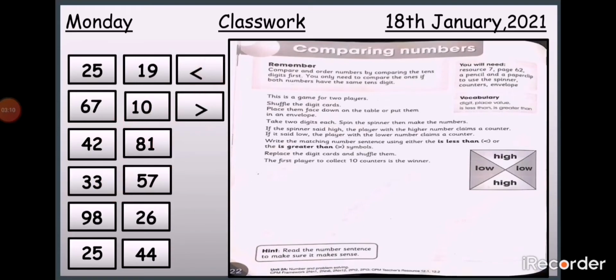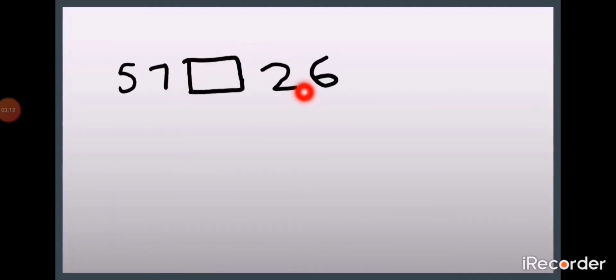Now I will compare these numbers. In this way you will do your task. You will make a number sentence like this, then you will compare them and write your greater than or smaller than sign in this box. So first, after making the number sentence, you will put the place value on both sides' numbers. Look at the first number, 57. So find out the ones and tens in this number.